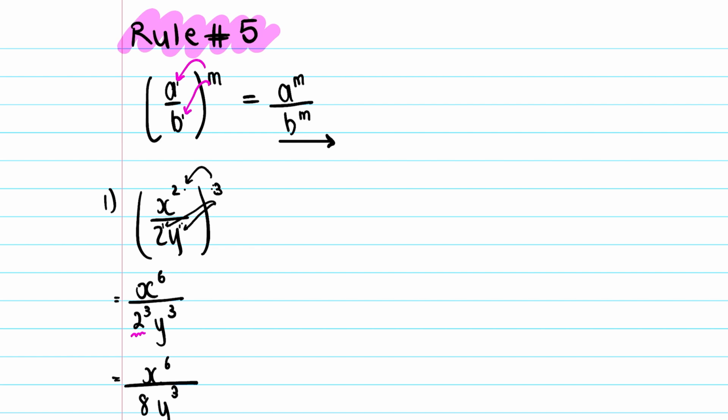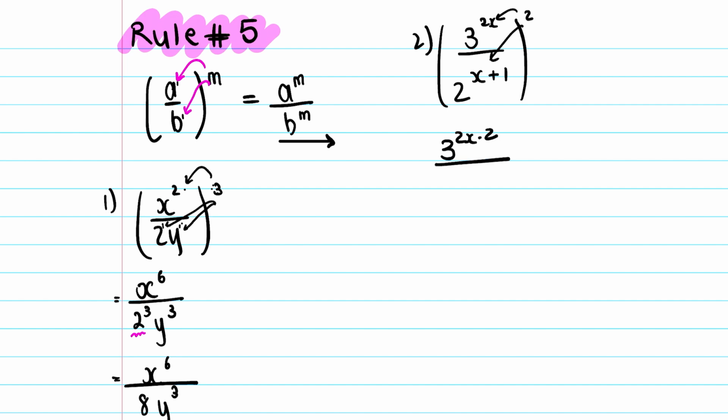Nice. Example number 2, let's kick things up into a higher gear. Let's say we have (3 to the power of 2x over 2 to the power of x plus 1), all in a bracket, to the power of 2. What we're going to do is multiply 2 with 2x, and multiply 2 with x plus 1. So it's going to look like this: 2x times 2 over 2 to the power of (x plus 1) in brackets, because this whole thing needs to be multiplied, times 2.